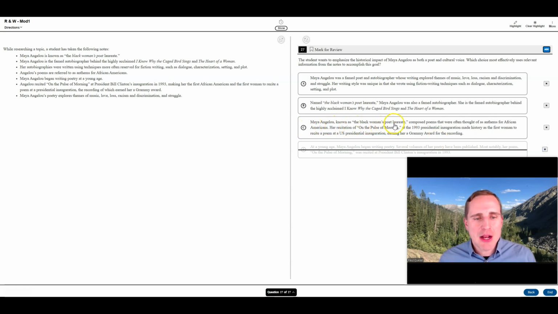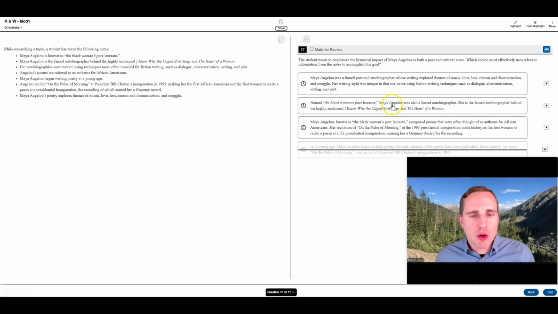She's known as the Black Woman's Poet Laureate. She composed poems that were often thought of as anthems for African Americans. On the Pulse of the Morning, at the 1993 presidential inauguration, made history as the first woman to recite a poem at a U.S. presidential inauguration, earning her a Grammy Award. Okay, so that's pretty significant because a presidential inauguration is significant for United States politics and so on.